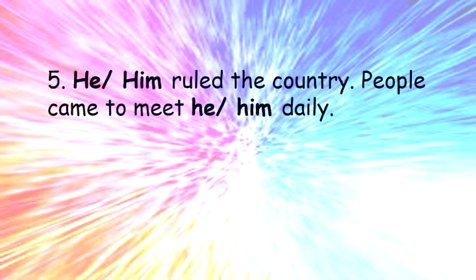Now next, number 5. He or him ruled the country. Here ruled is our action verb. So he or him, we have to pick up the correct pronoun to be used at this subject place. People came to meet he or him daily.